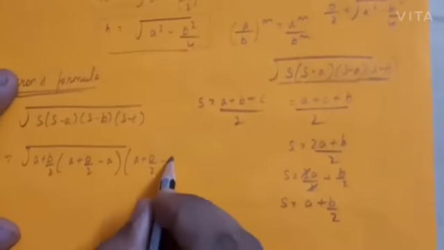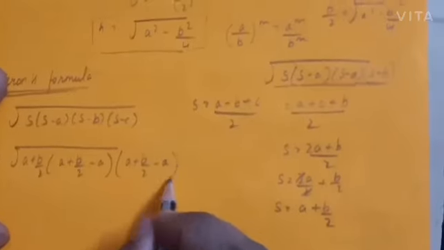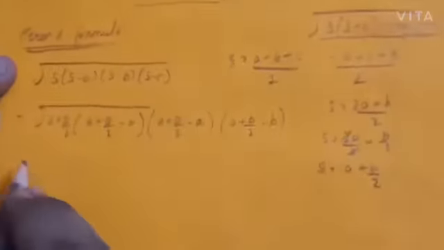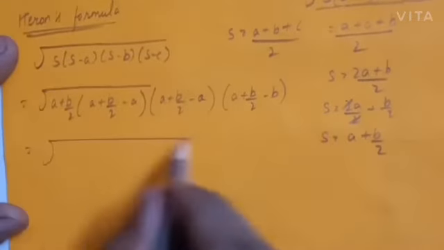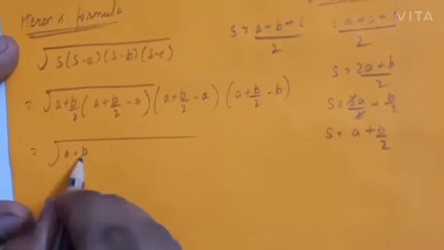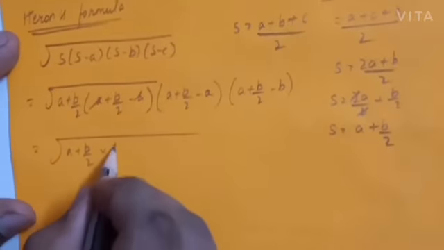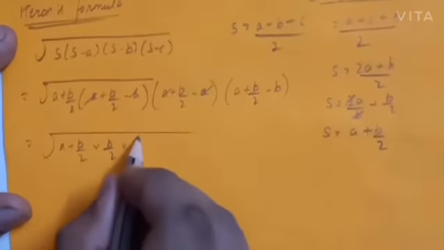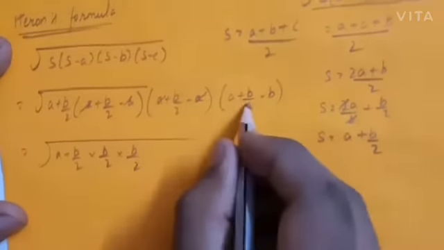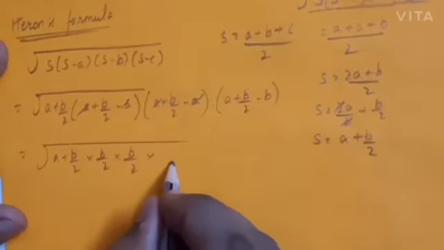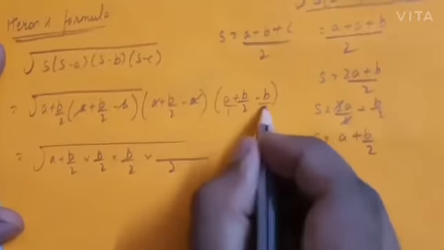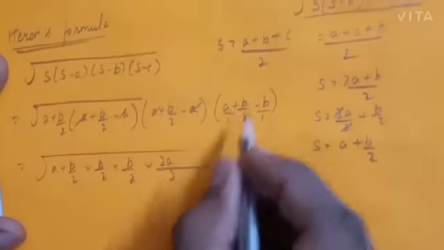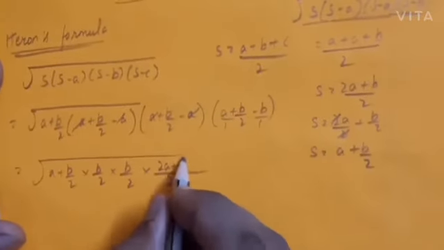The value is equal to root over (a plus b by 2), then a and a cancel, so plus and minus cancel, into b by 2, and the last factor is b by 2 as well. Here we would take the LCM, so 2 is the LCM. How many times would 1 go into 2? 2 times. So 2a, and b we write the same because it's 2b.